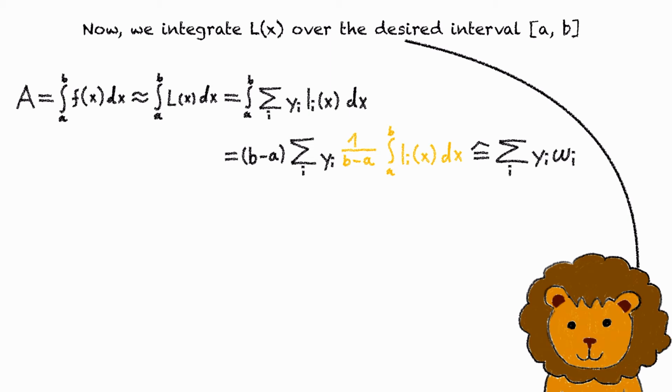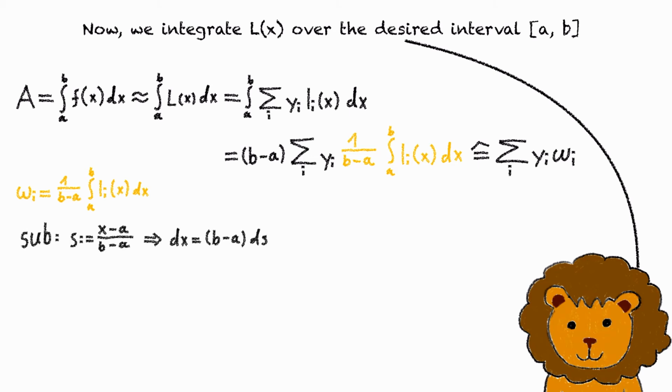Compare the equation we arrived at now to what we defined as our goal in the beginning. The orange part corresponds to the weights omega i. However, these weights depend on the interval [a, b]. Weights that are independent from the interval are more universally applicable.